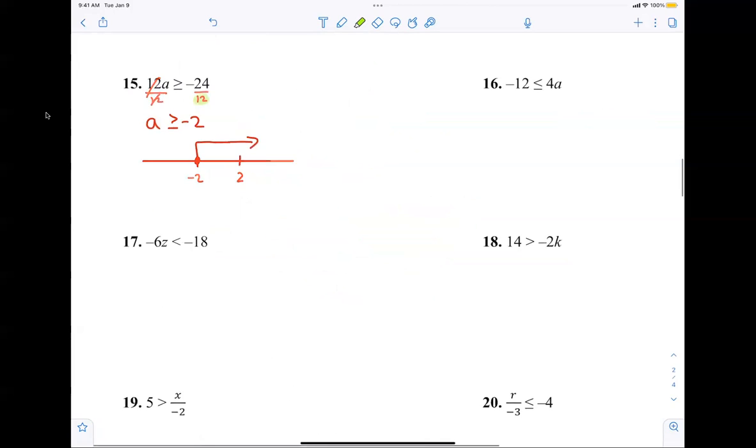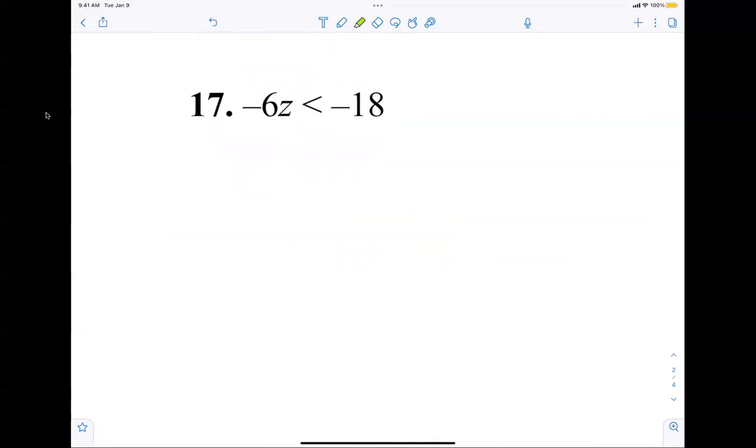All right, Mr. Ward, you're up. 17. What am I doing here? Divide by what? Nope. What kind of 6? Yes, come on, you got to get that right. Divide by -6. So when I divide by -6, what's my answer? Greater than -3. Negative divided by negative is a positive, yes. Come on now, I'm trying to help you get better. Does that make sense or not?